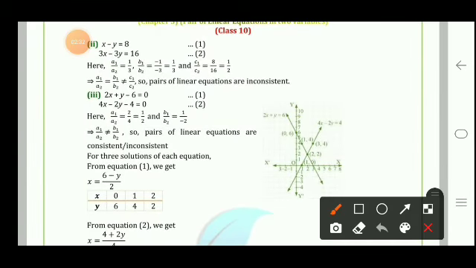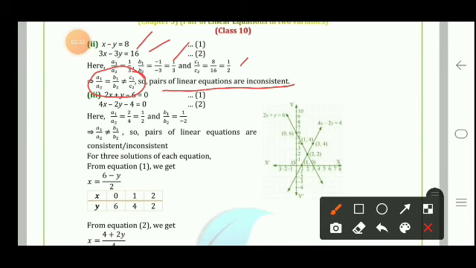So it is given x minus y is equal to 8, 3x minus 3y is equal to 16. So we have a1 upon a2 is equal to 1 upon 3, b1 upon b2 is equal to minus 1 upon minus 3, which is again 1 upon 3, and c1 upon c2 is equal to 8 upon 16, which is again 1 upon 2. So we can see here clearly that a1 upon a2 is equal to b1 upon b2 is not equal to c1 upon c2. So the pair of linear equations is inconsistent. Okay, so we are not forming the graph.